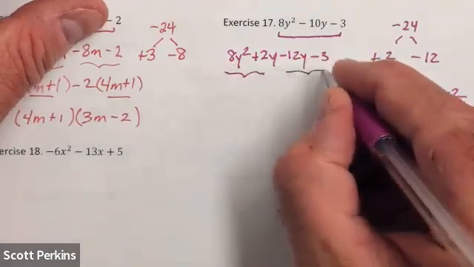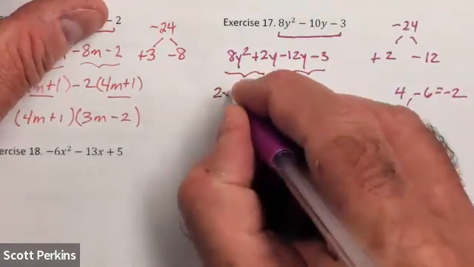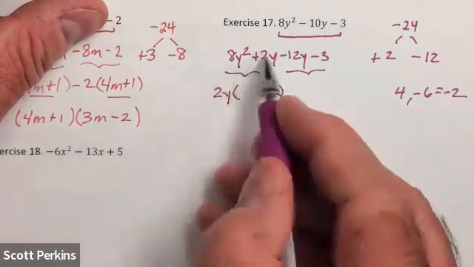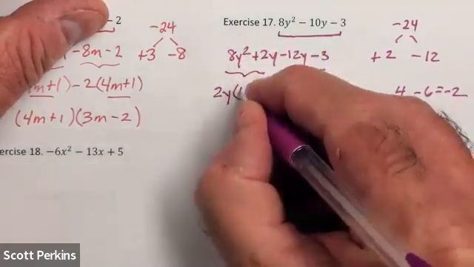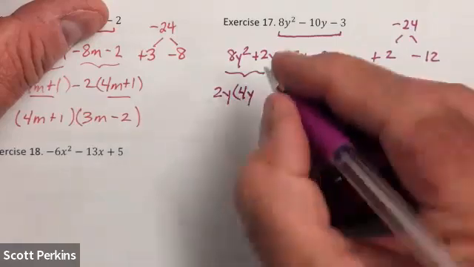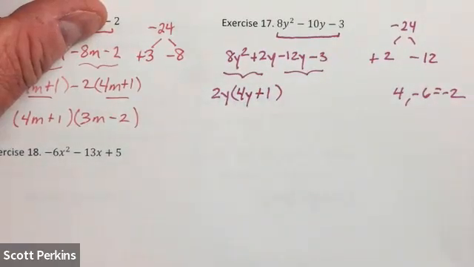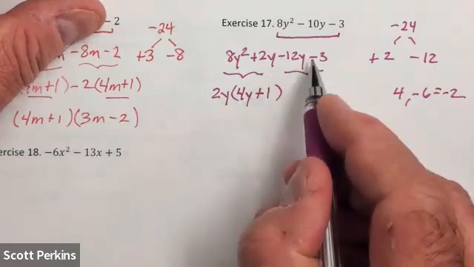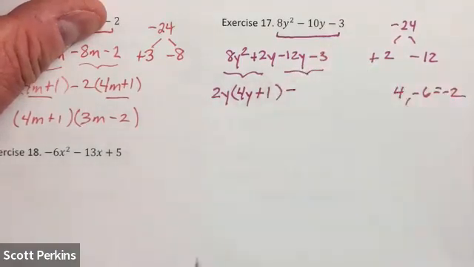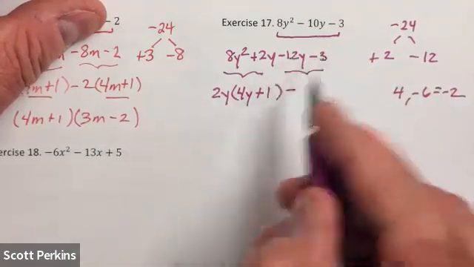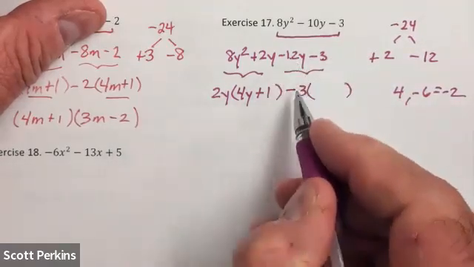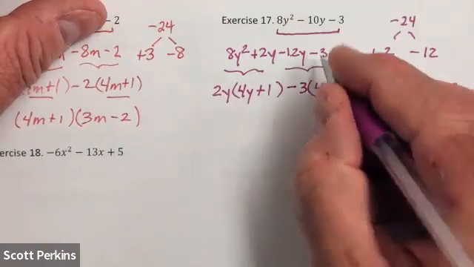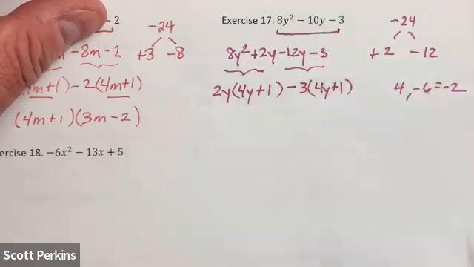So my grouping step, I'm going to factor the 2y out of the first pair. 8 and 2 share a 2. 8y squared divided by 2y is 4y. 2y divided by 2y is +1. The second pair of terms are both negatives, so I'm going to factor that negative out, as well as the 3 that 12 and 3 have in common. -12 divided by -3 is 4y. -3 divided by -3 is +1.